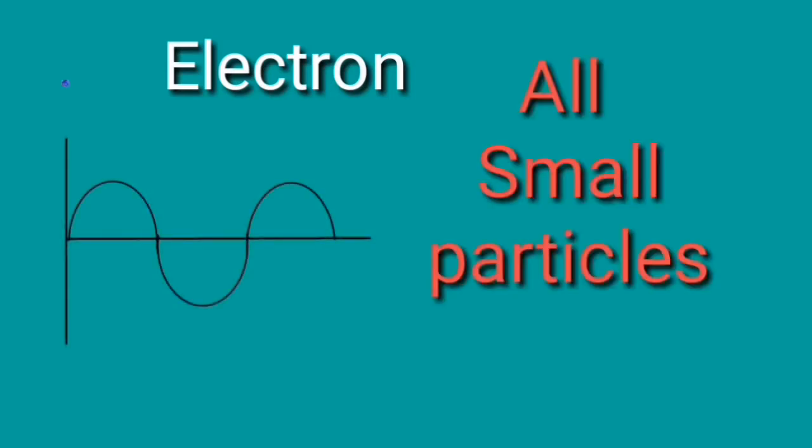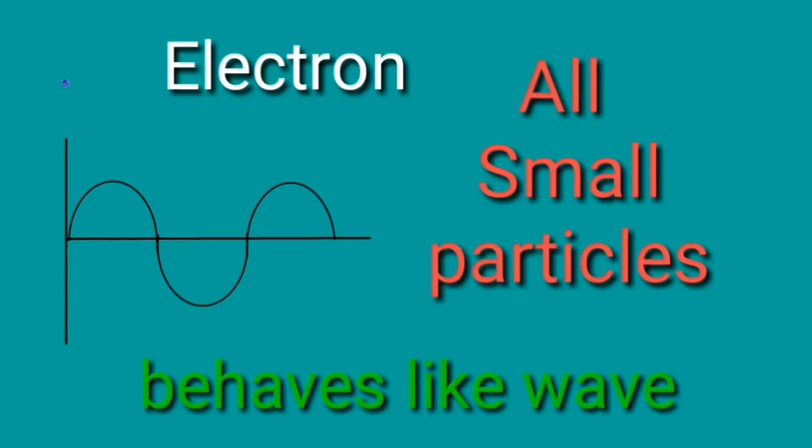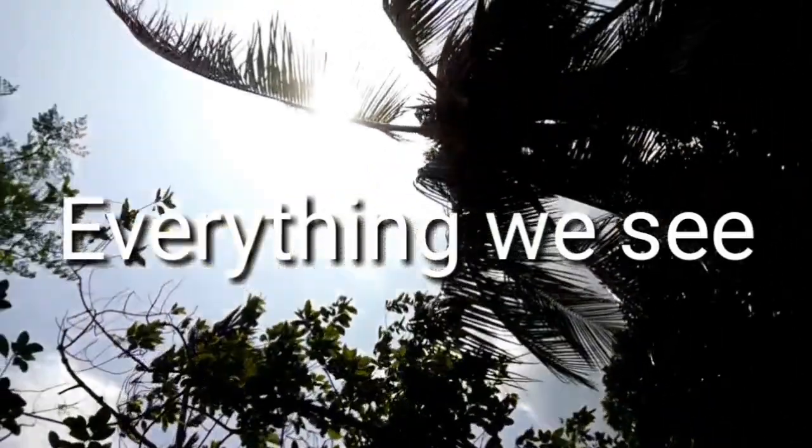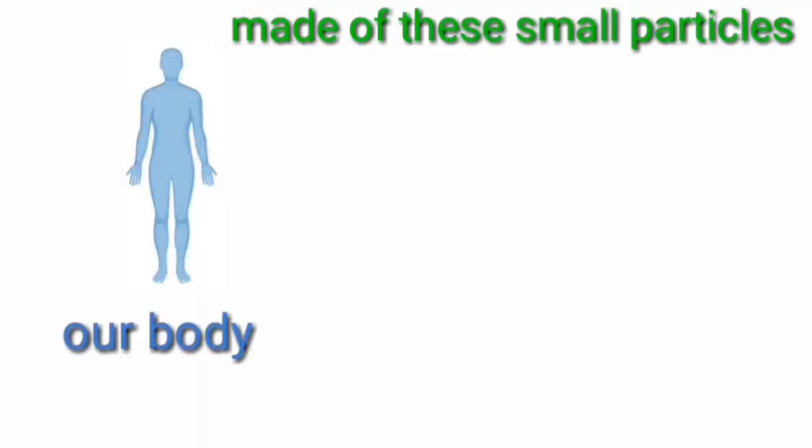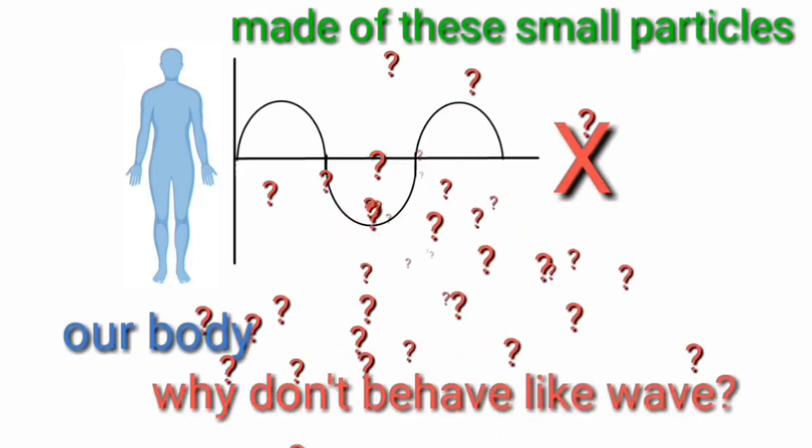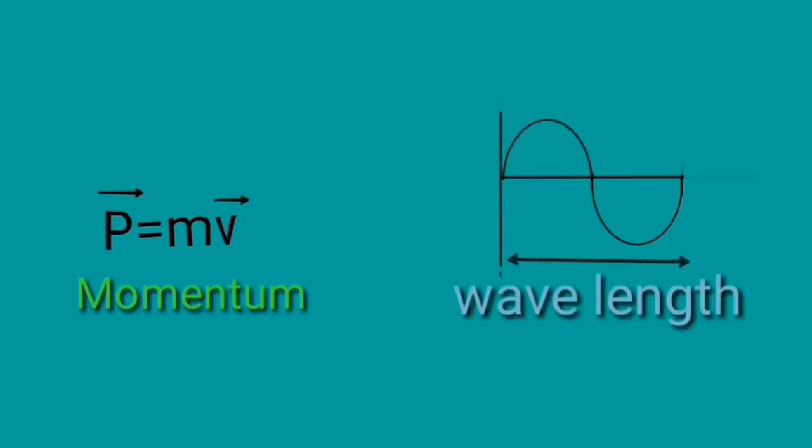Actually, all the small particles in our universe behave like waves. Wait. Everything we see and even our body are made of these small particles. So why don't we behave like waves? For that, we have to understand the relation between momentum and wavelength.